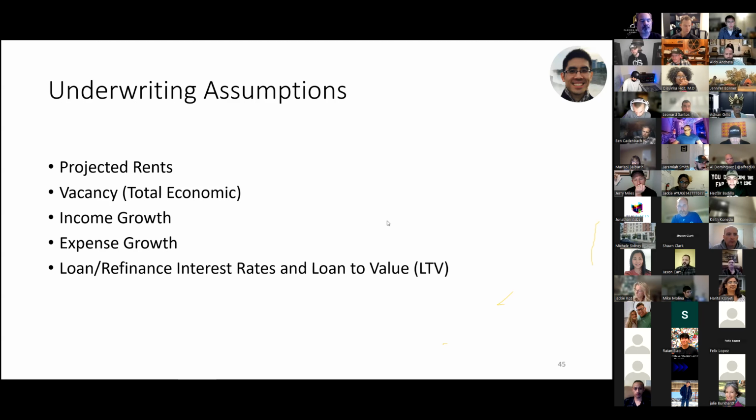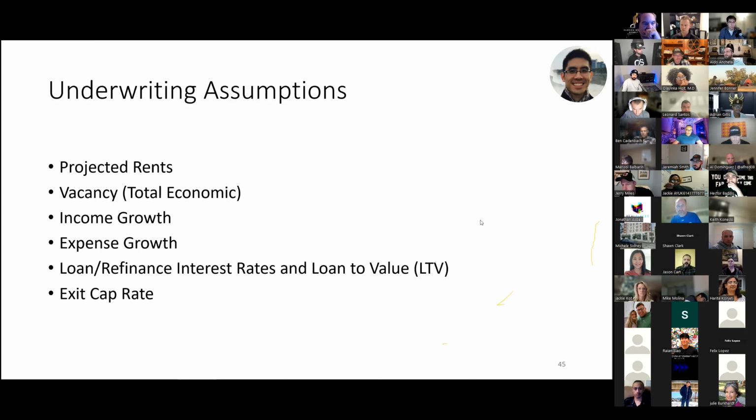And then back to that 75% LTV question there. Yeah, loan and refinance interest rates and loan to value. You can test your purchase price against the loan to value based on the interest rates. So if your lender will only give you a 55% LTV, that means you probably have a problem with your DSCR. We have to look at that interest rate, because if your going in cap rate is 5% and your interest rate is 7%, you're now in negative leverage. So if you can meet DSCR at 75% LTV, you've probably done good on your underwriting, and you had a pretty good purchase price.